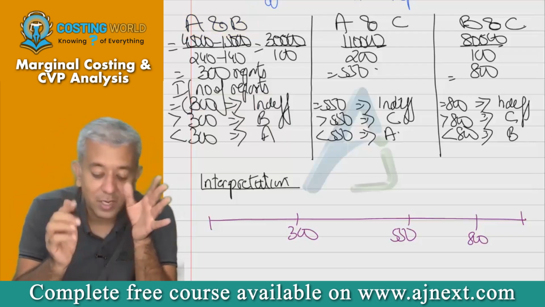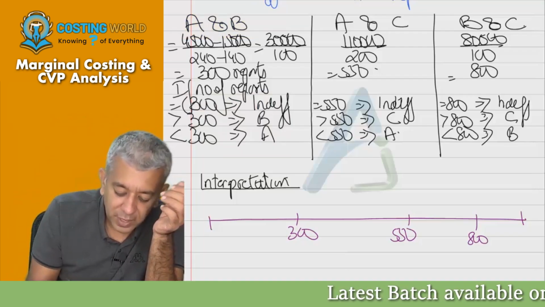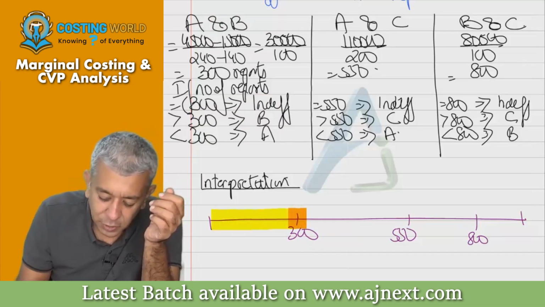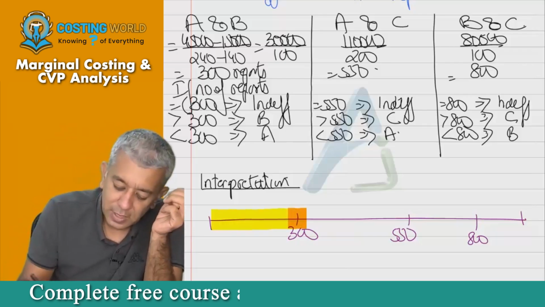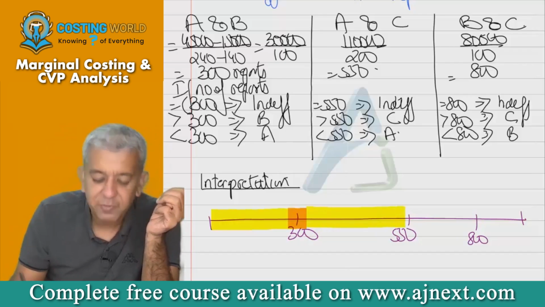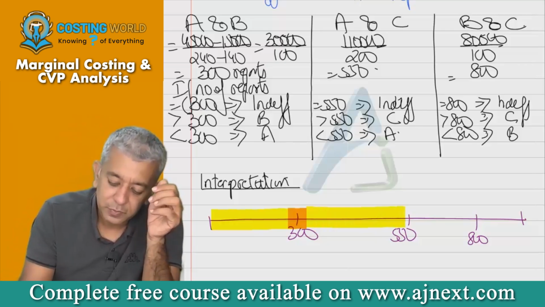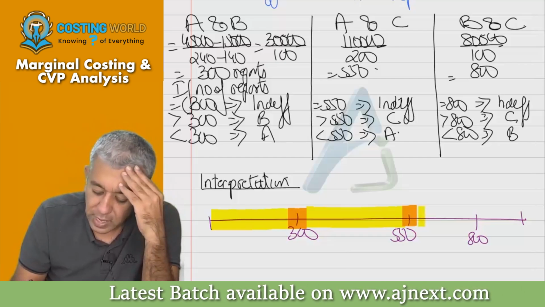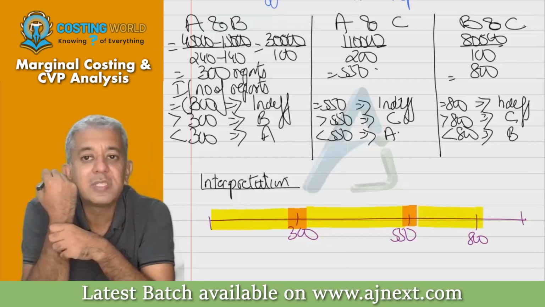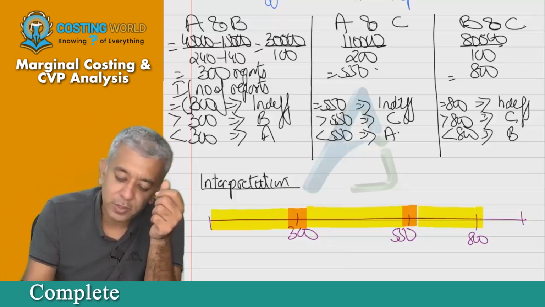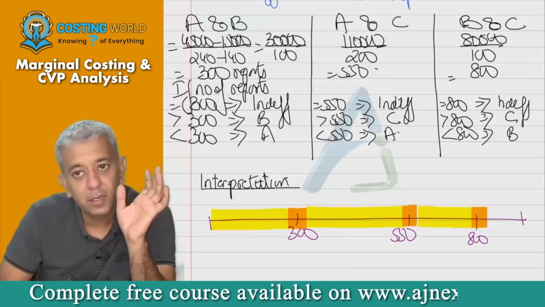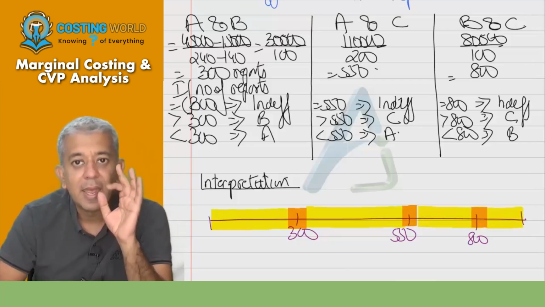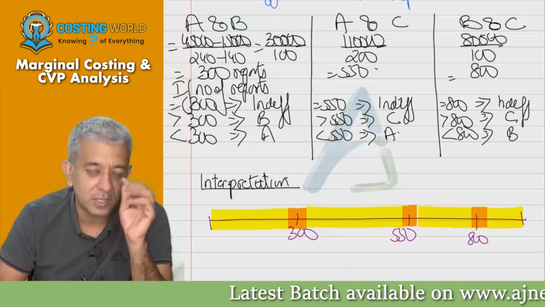So you give me 7 answers. Which 7 answers? 1 to 299, which machine is better? Exactly at 300, which machine is better? 301 to 549, which machine is better? Exactly at 550, which machine is better? 551 to 799, which particular machine is better? Exactly at 800, which machine is better? And beyond 800, which particular machine is better? And you have to write one of these 3 things, either A, B or C.